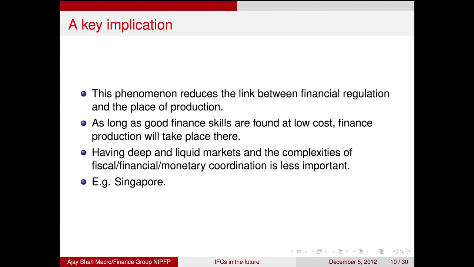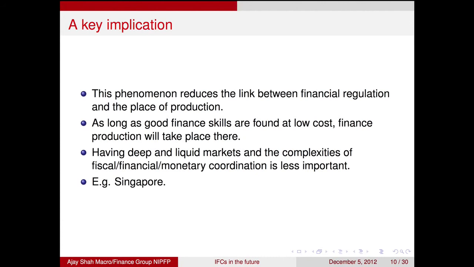Now, this has one interesting implication. I said a moment ago that regulation is embedded in a financial product. But because of the ability to explode finance production all across the world, we have a reduced link between the location where high quality financial regulation and law is found and the place where the actual production takes place. So the actual production can take place at a cost efficient location. As long as you have good finance skills in Timbuktu and these are available at low cost, you will move some parts of your finance production there.